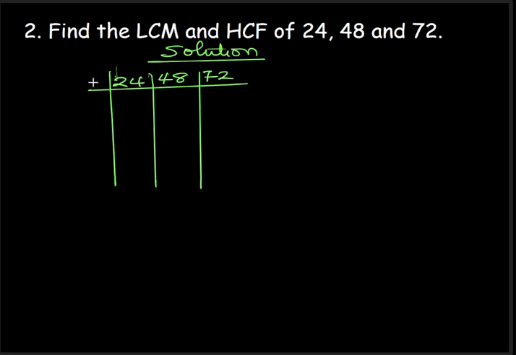Okay, so we have 2 here. 2 into 24, 12. 2 into 48, you can just do your division here, that will give us 24. And 2 into 72 is 36. Now, 2 can still divide: 2 into 12, 6. 2 into 24, 12, and 2 into 36, that will give us 18. You can still take 2. 2 into 6, that will be 3. 2 into 12, that will be 6. 2 into 18, that will be 9.